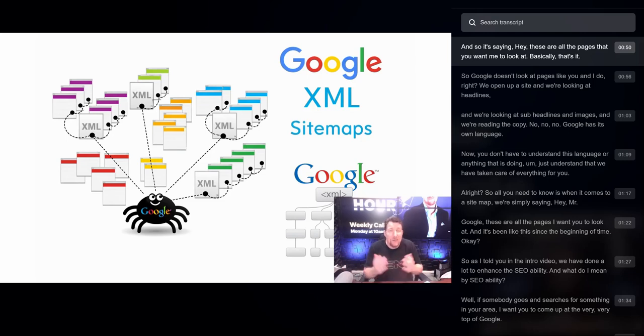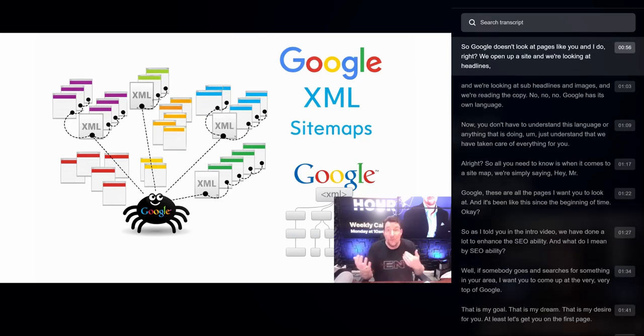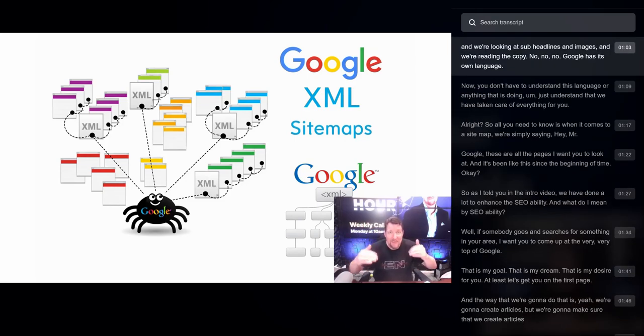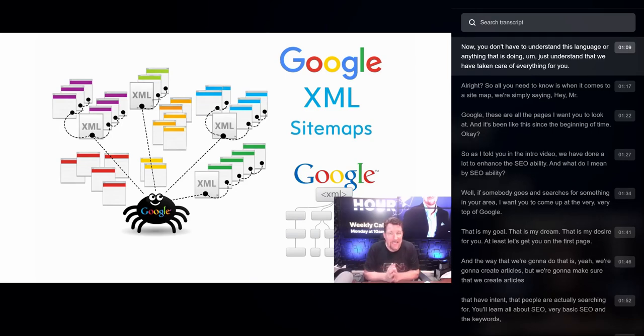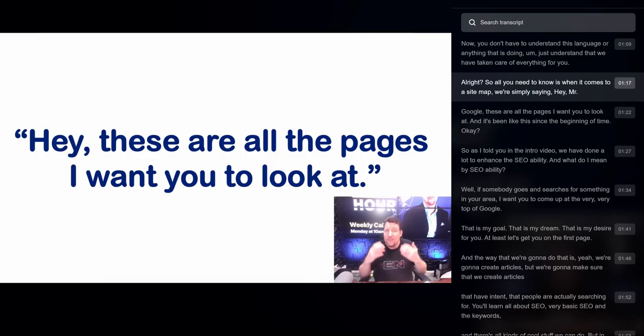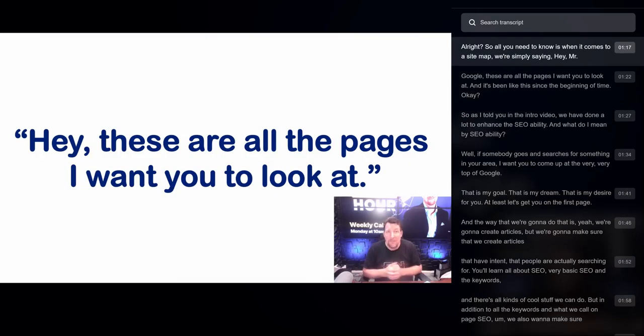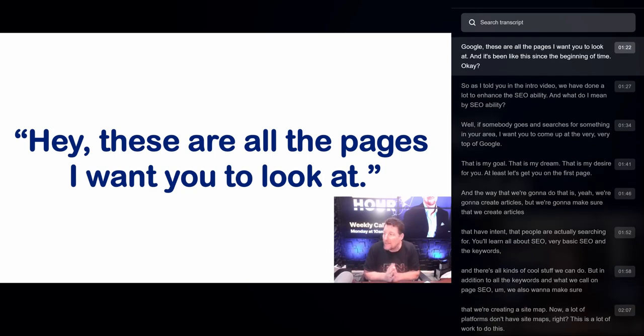Basically, that's it. Google doesn't look at pages like you and I do. We open up a site and we're looking at headlines and subheadlines and images and we're reading the copy. No, no, no. Google has its own language. Now, you don't have to understand this language or anything that it's doing. Just understand that we have taken care of everything for you. All you need to know is when it comes to a sitemap, we're simply saying, hey, Mr. Google, these are all the pages I want you to look at. And it's been like this since the beginning of time, okay?